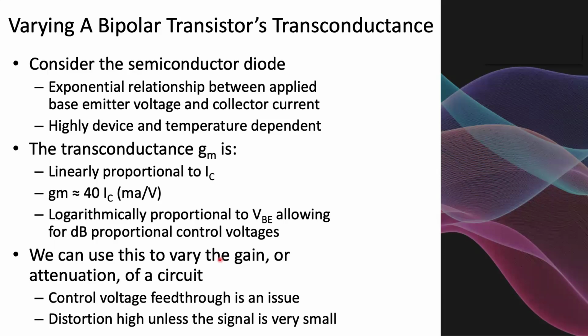So again, it has some useful characteristics, and we can directly use this to vary the gain or attenuation of a circuit. And again, the control voltage feed through is an issue, which we need to deal with, and distortion is high unless the signal is very small.